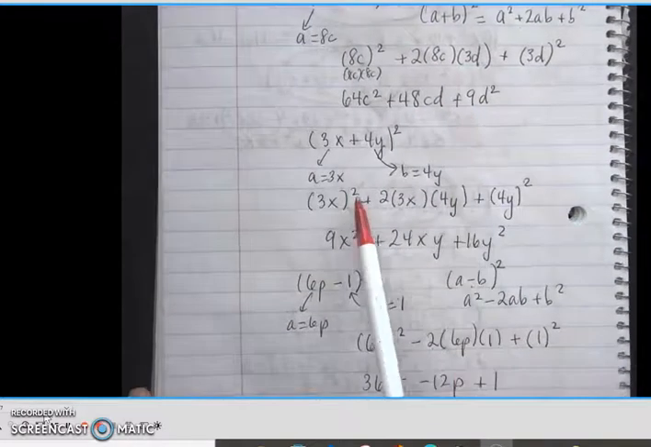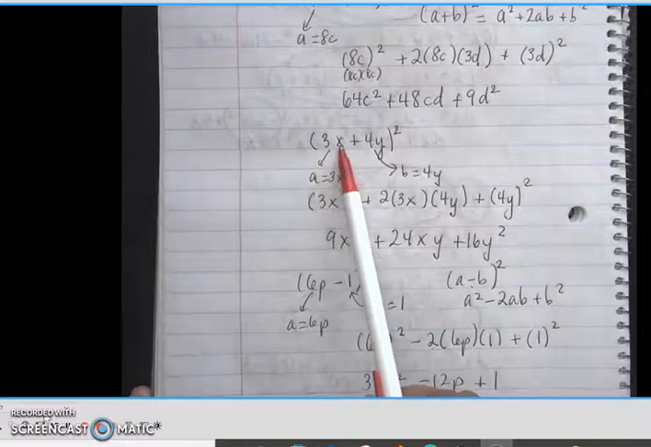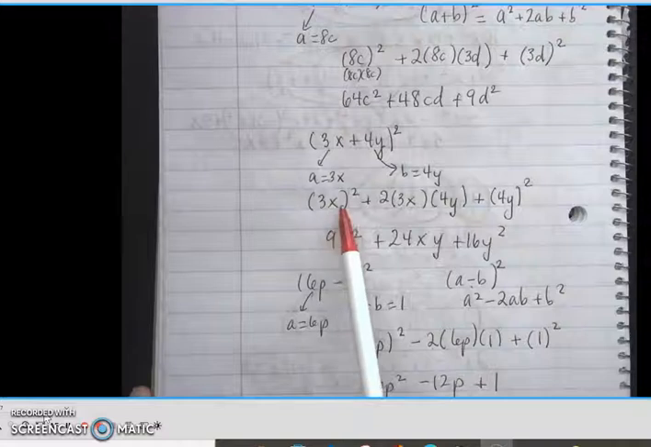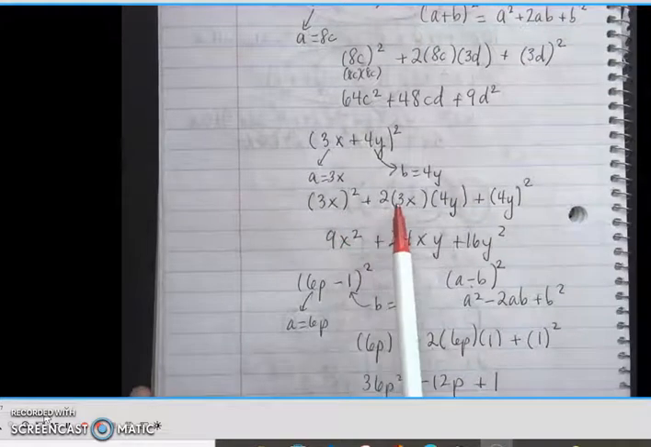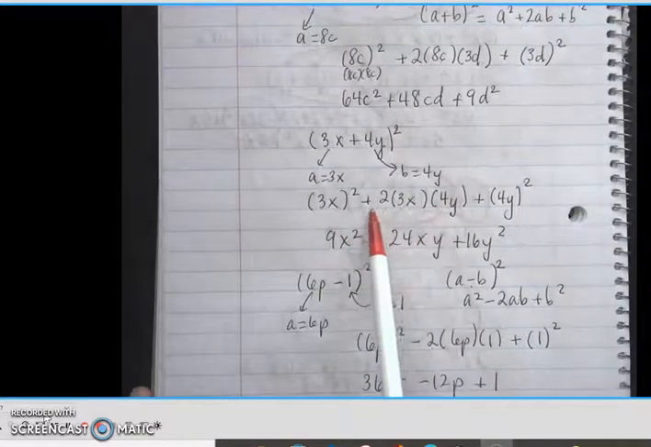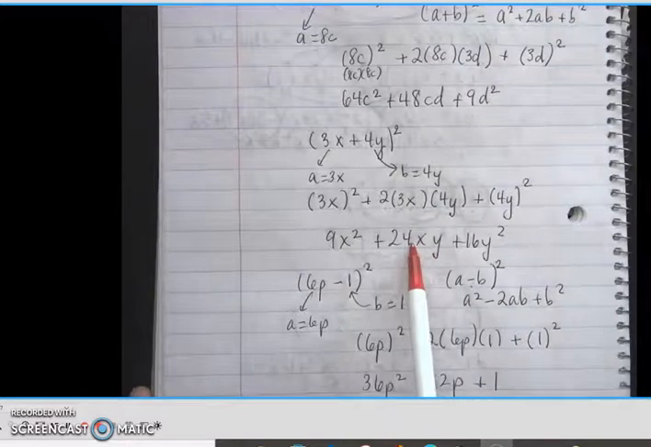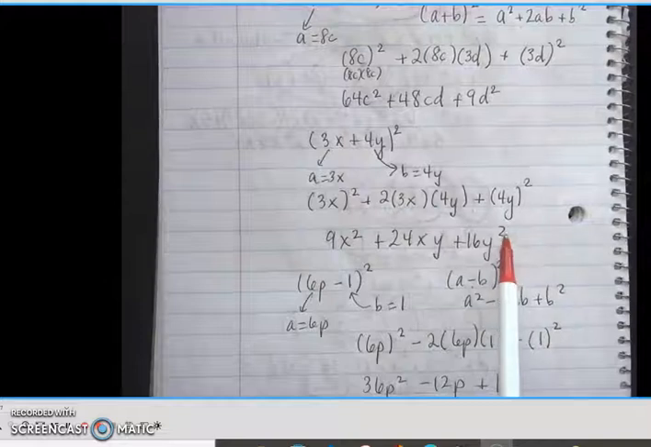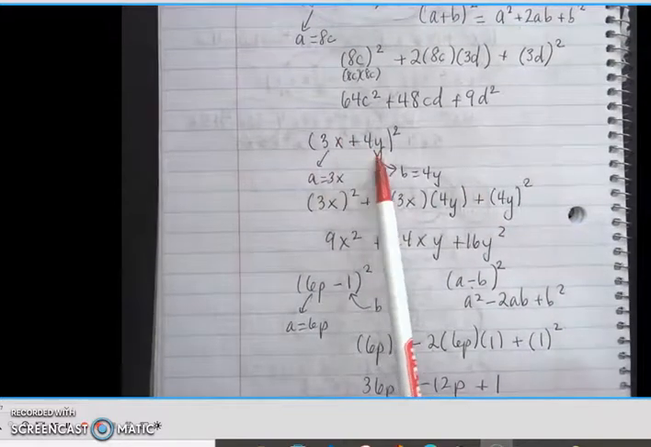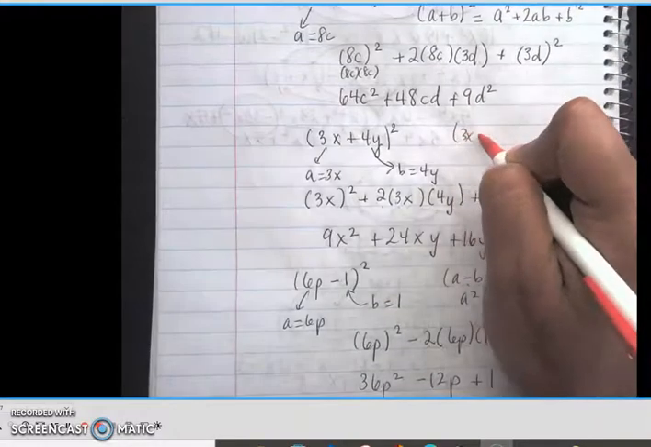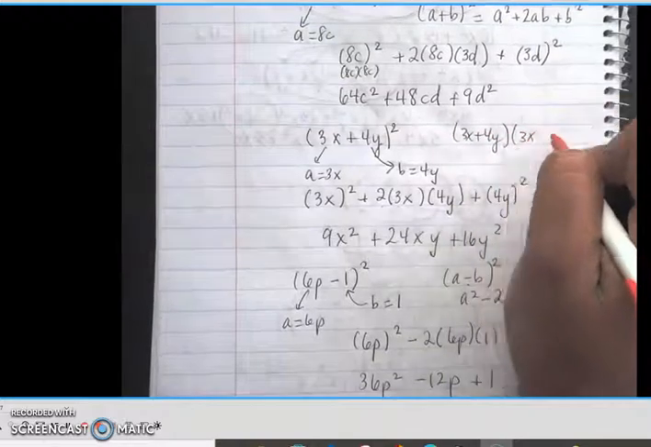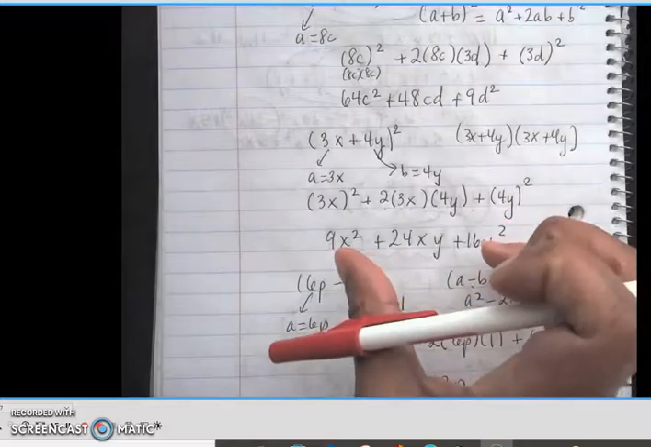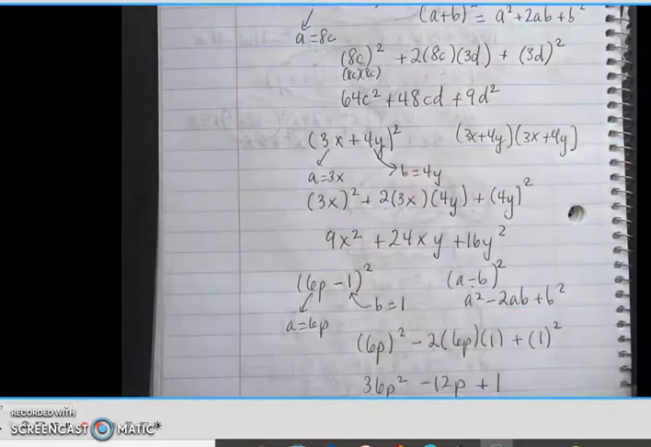And then here's another one. A equals 3x, because that's the first term in the parentheses. This is the b term, 4y. So again, it's a, which was 3x squared, that's 9x squared, times 2 times a times b. So this became, as you can see, 24xy. And then back here is b squared, so 4y squared is 16y squared, and that's it. Keep in mind that if you were to, again, write this out 2 times, then again, you can do the FOIL method, you'll end up with the same answer, okay? But there's a formula associated with the special case.